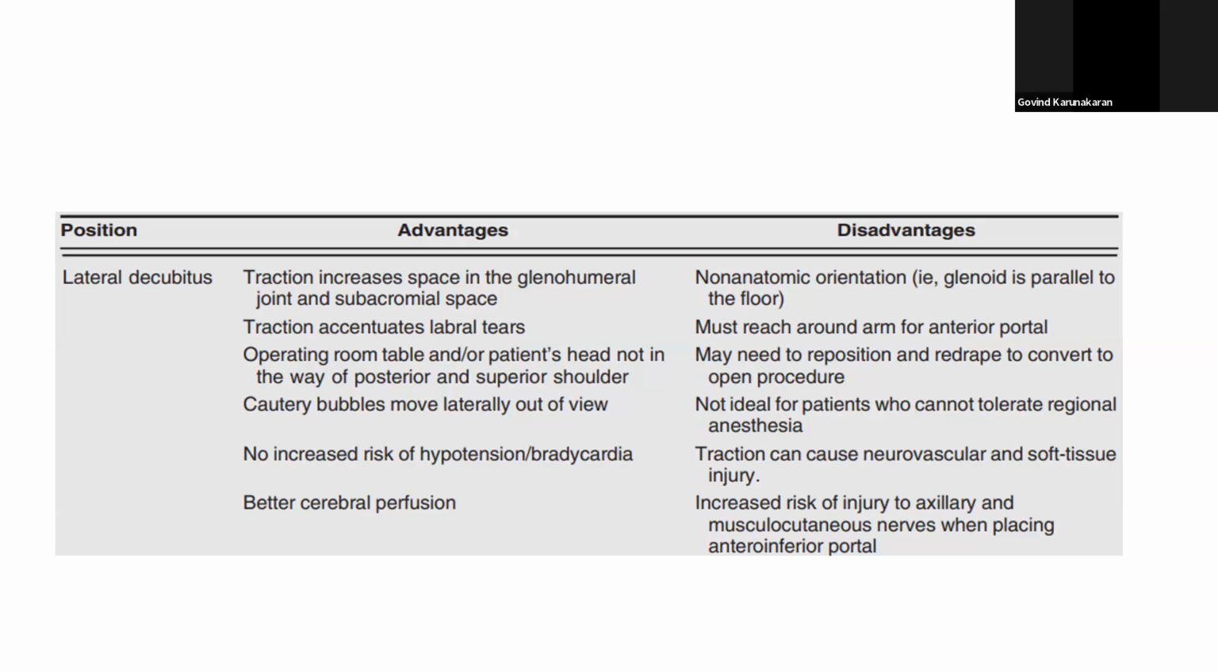And traction can cause neurovascular and soft tissue injuries to the brachial plexus, the axillary nerve, as well as the ulnar and musculocutaneous nerve. The chances of injury become more if the weight attached to the traction becomes more. And there is increased risk of injury to the nerves while putting in the anterior inferior portal.